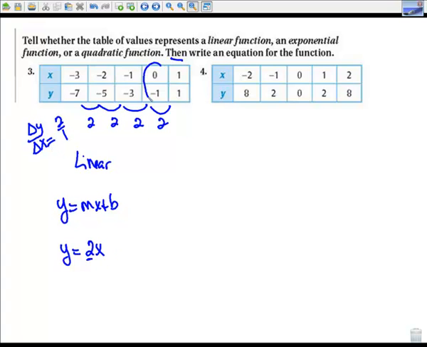My y-intercept, I'm lucky enough that it's right here. Remember, the y-intercept occurs at the y value when x is 0. So the y-intercept is -1. So the equation for this linear function is y equals 2x minus 1.